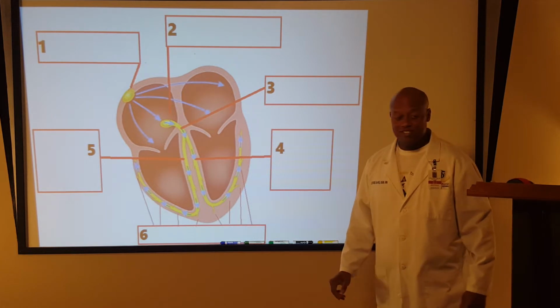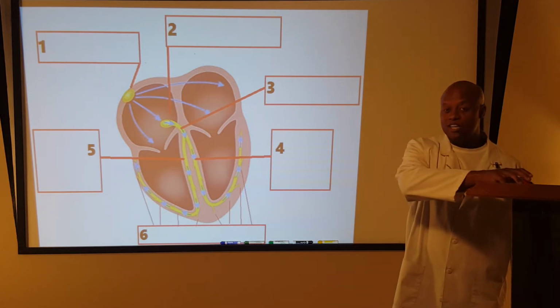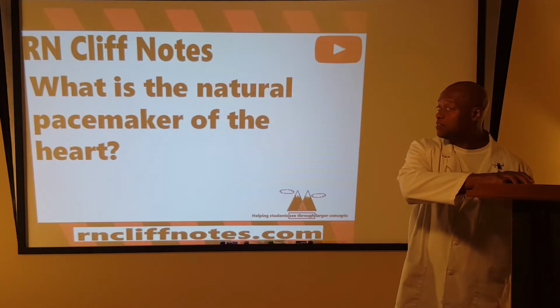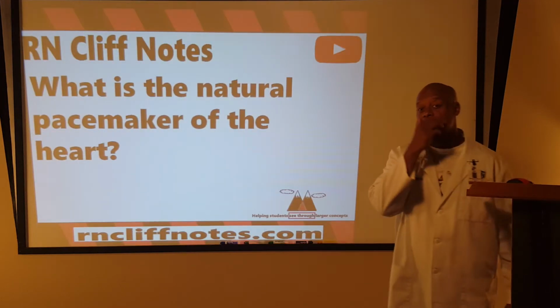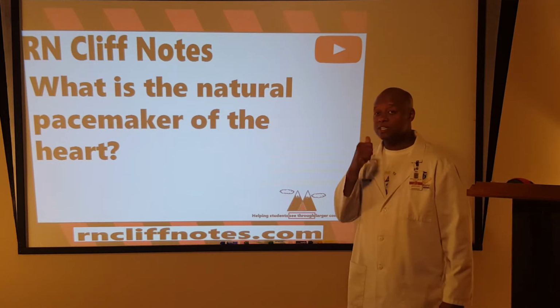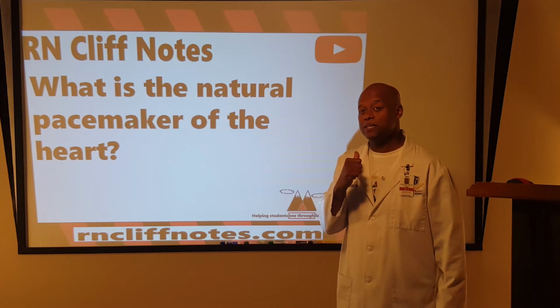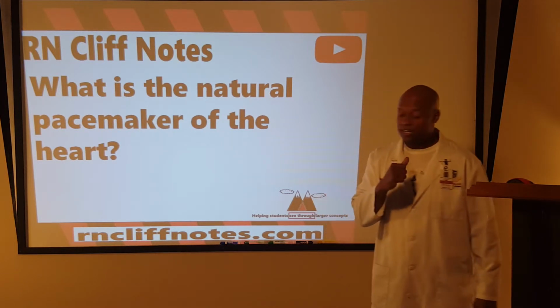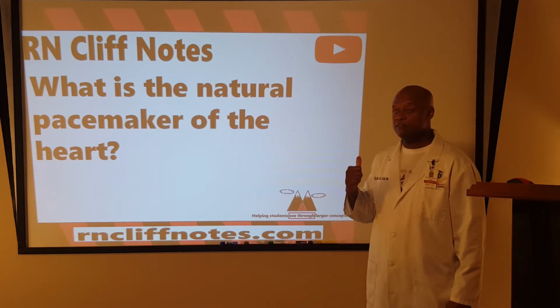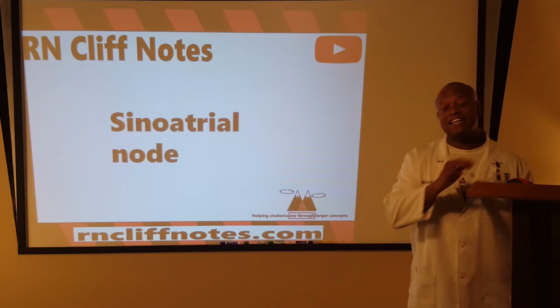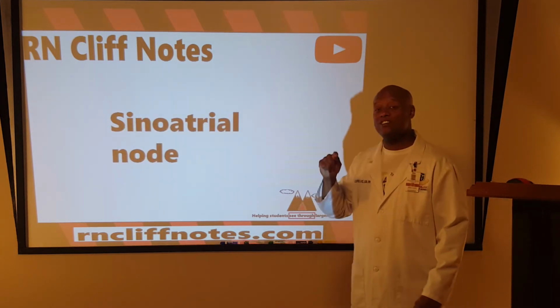Okay, so you should have the following. Number 1, of course, is what? The natural pacemaker of the heart. Now, when this one is damaged, that's when your patient needs some type of pacemaker many times, right? So they need some artificial pacemaker. But the natural pacemaker of the heart is the SA node, sinoatrial node.